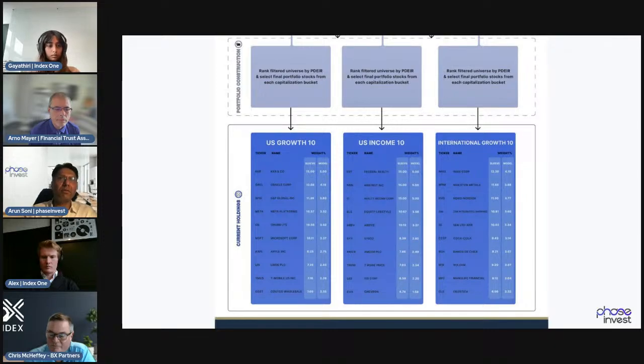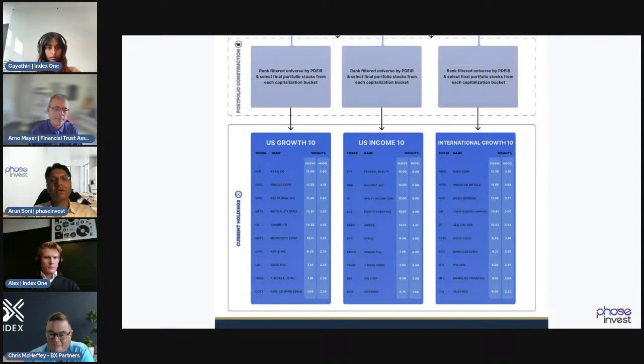So we divide the universe into 5 size buckets, and we ensure that among the final stocks there is a representation from each size bucket. And so basically we rank the filtered universe by the risk-adjusted momentum score from our model, and then pick the best 10 in each of these cases, but ensuring representation from each size bucket. And then, as you can see, we end up with 10 stocks in each.